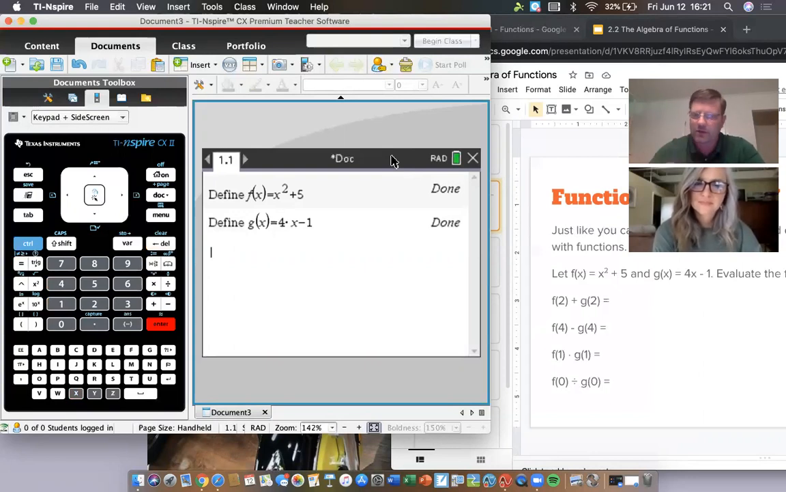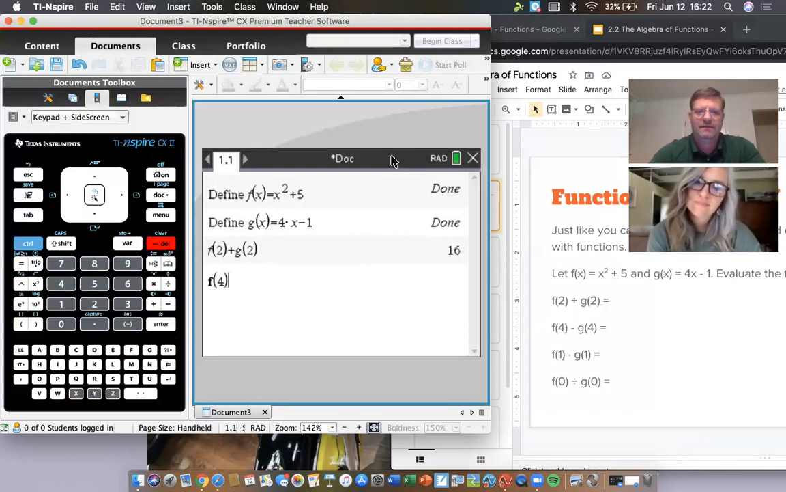I have to tell the calculator what the equations are, and now if I do f of 2 plus g of 2, hopefully we get the same answer we had a moment ago. We had 16. Yes, I remember because I messed up and I got it right after I fixed that. Yep. And now I can do f of 4.